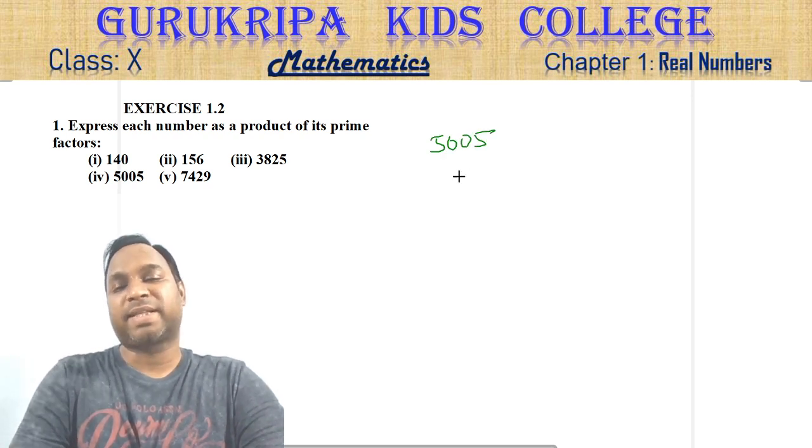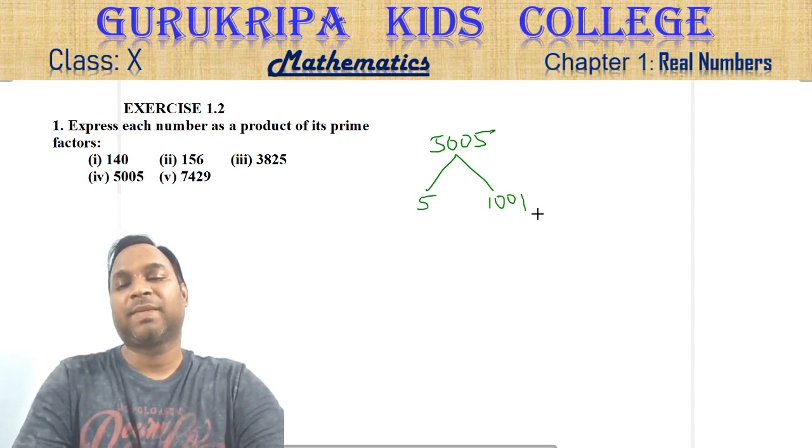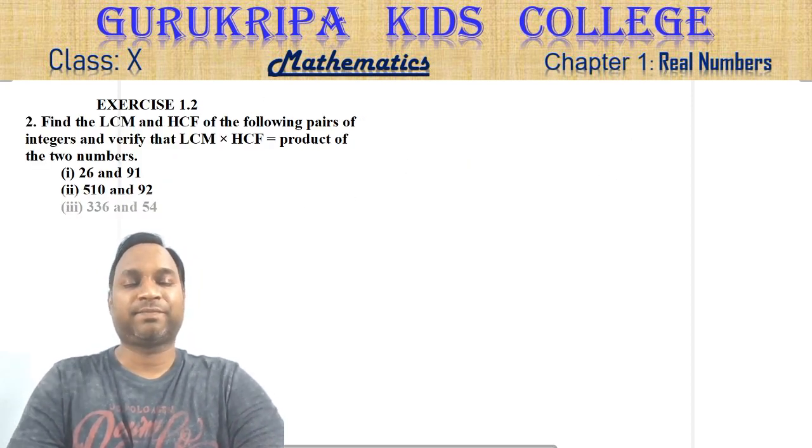5005. This cannot be divided by 2. This cannot be divided by 3. This has to be divided by 5. So we'll get 1001 over here. And then you need to divide 1001. Similarly for 7429, the same process can be applied.